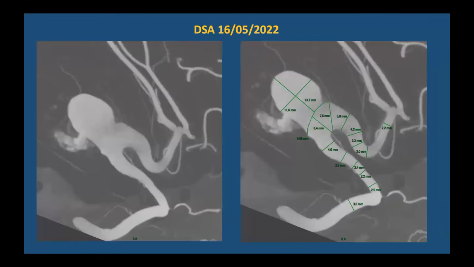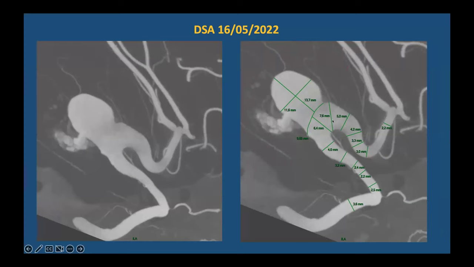And I took some measurement. It was 2022. That's the filling part of the proximal part of the aneurysm. That's the second part, a little bit thrombosed, but it's filling a little bit. And we can see that there is no A1 segment, and the carotid is really, really big. It's quite dysplastic at the end, the termination of the carotid.